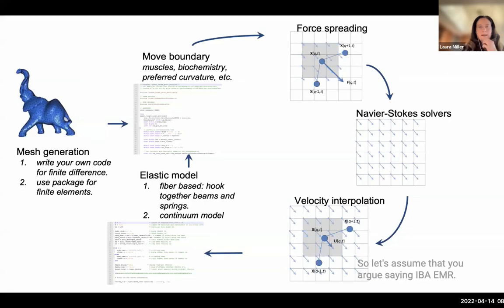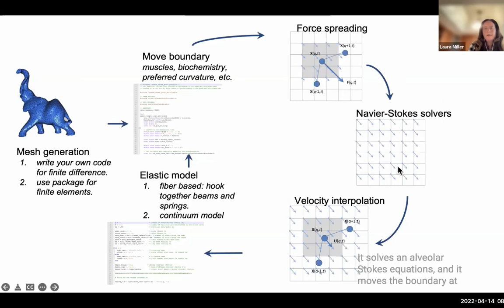All right, so let's assume that you are using IBAMR. What is there and what do you have to do? IBAMR handles the force spreading. So if your boundary is deforming, like a fin or a wing, and it's applying a force to the fluid, IBAMR handles that component. It solves the Navier-Stokes equations and it moves the boundary at the local fluid velocity, or it moves it with the flow.